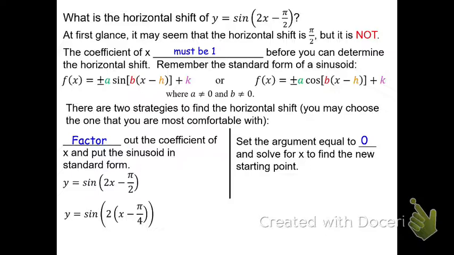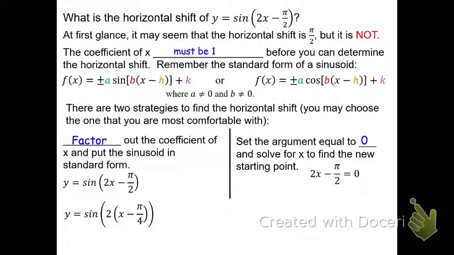In this form, I can now actually see what the shift is. I have a 1x minus pi over 4, which tells me this has actually been shifted to the right, pi over 4. Now another way to do it, like I mentioned just a moment ago, is to set the argument equal to 0. Take the 2x minus pi over 2 and set it equal to 0.